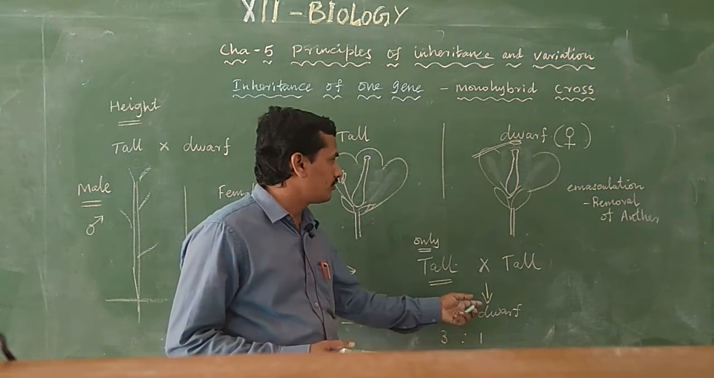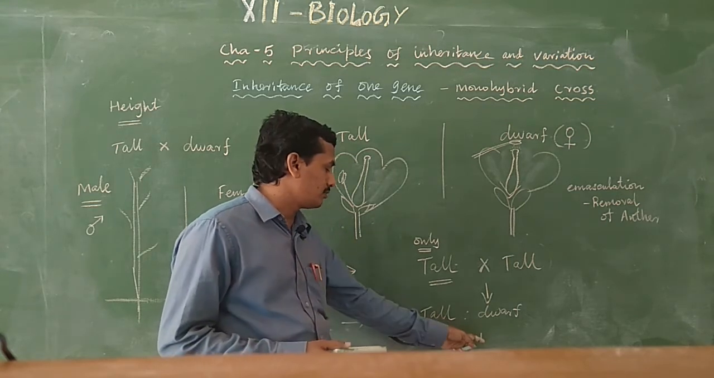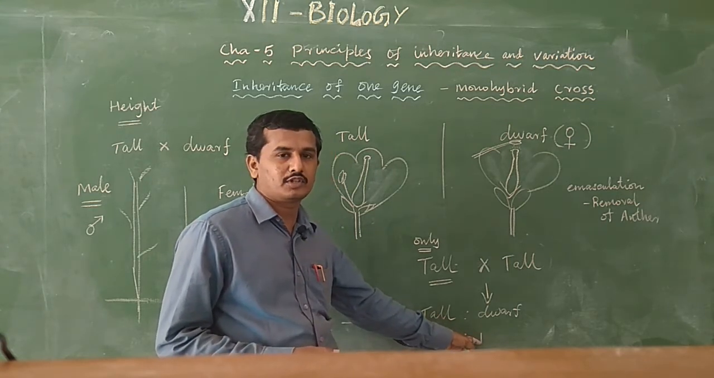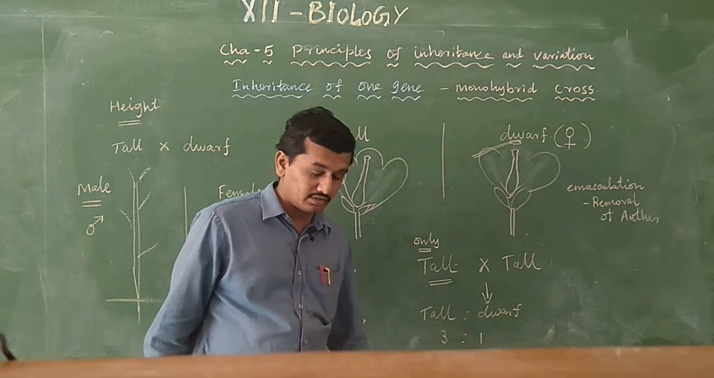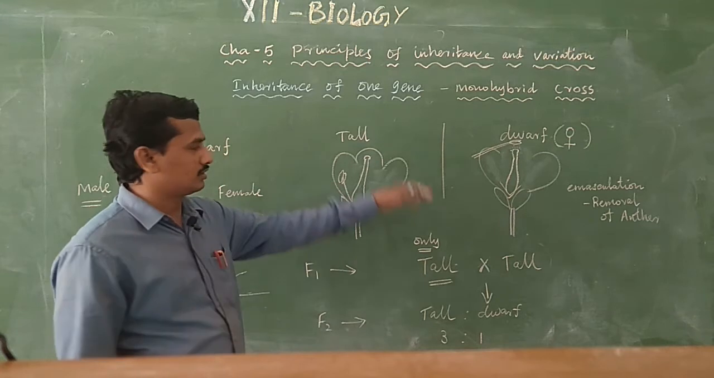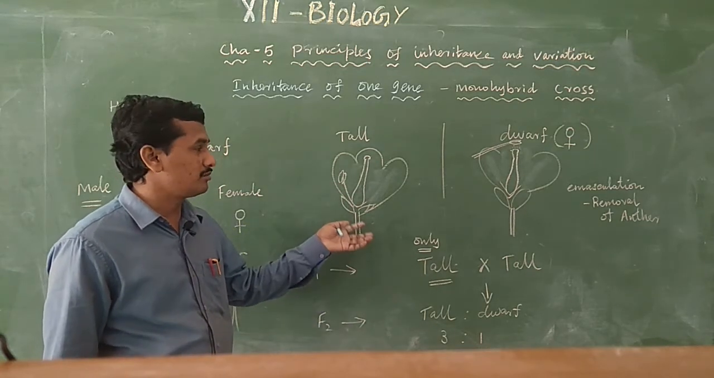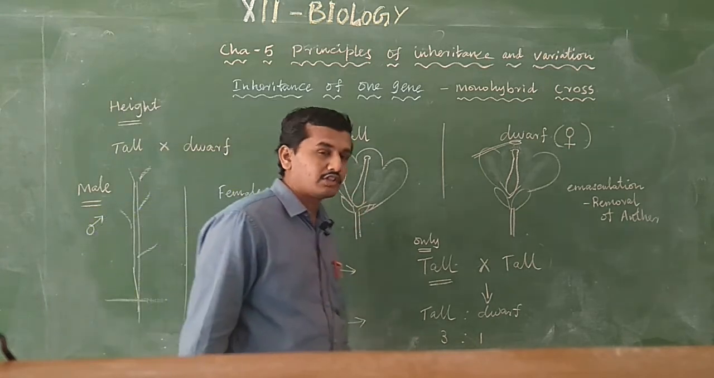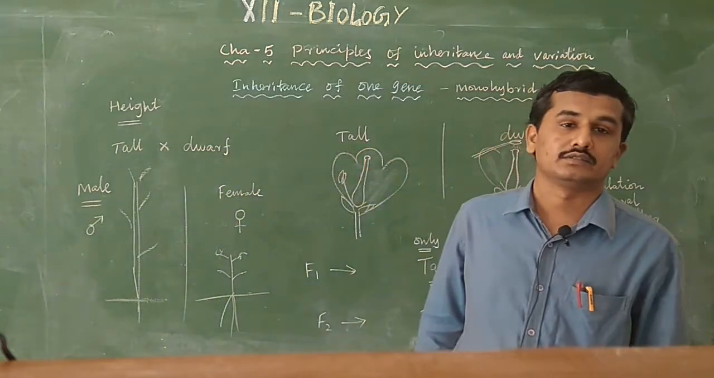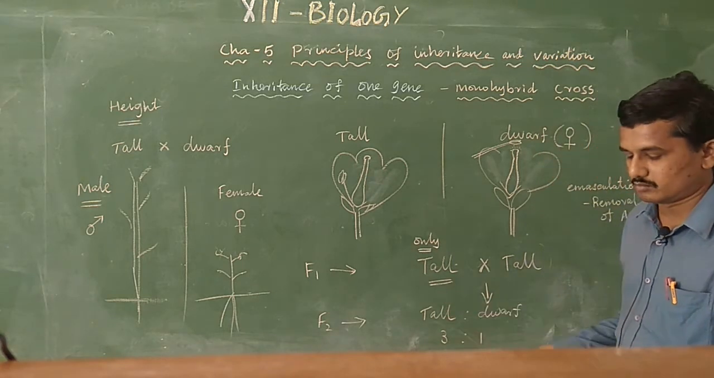Here also dwarf is not fully lost. Only 25% of dwarf is expressed, and 75% is tall. Mendel performed these experiments in the field, in the garden of the monastery.